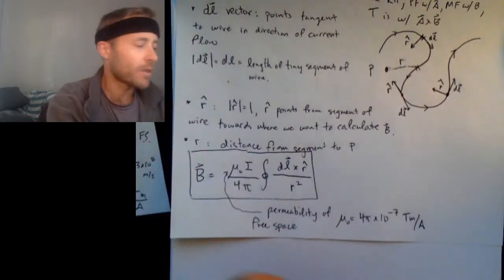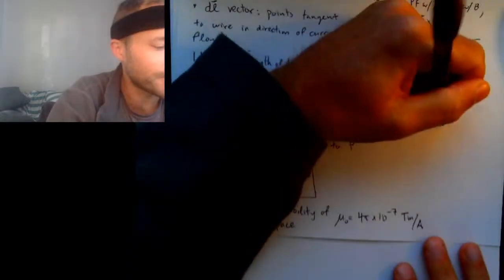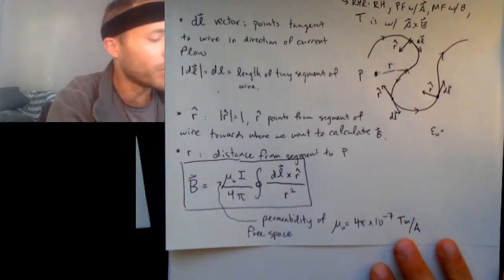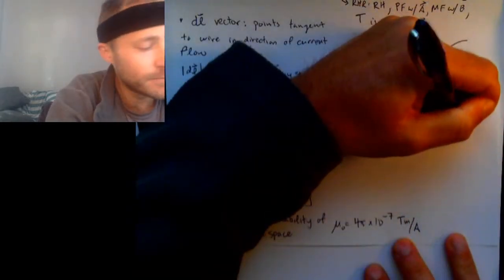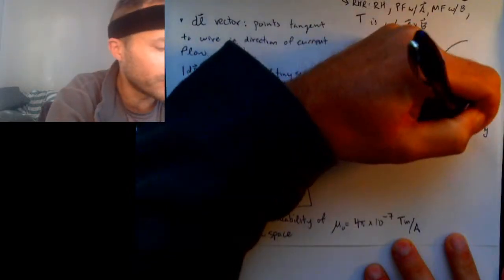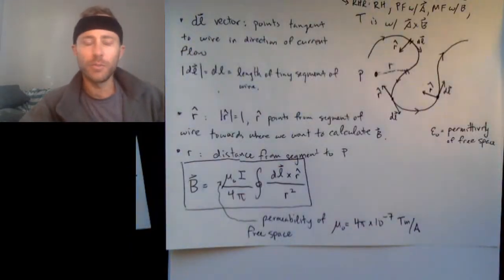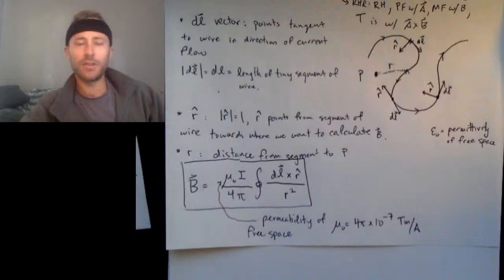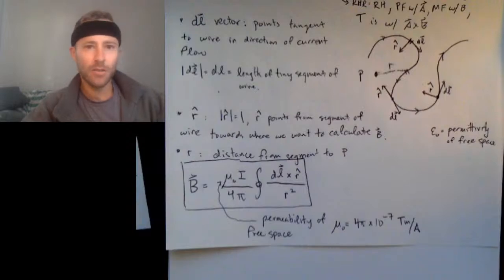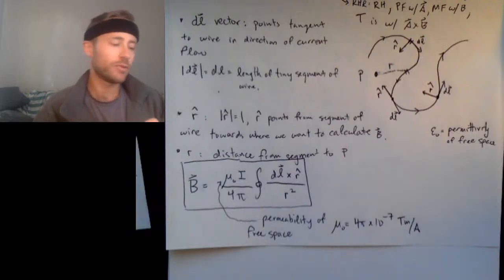All right. I want to contrast that with epsilon naught, which is the permittivity of free space. All right. So there's the permittivity of free space, and there's the permeability of free space. And they're not really independent of each other. Okay, they're just artifacts of the units that we've chosen.